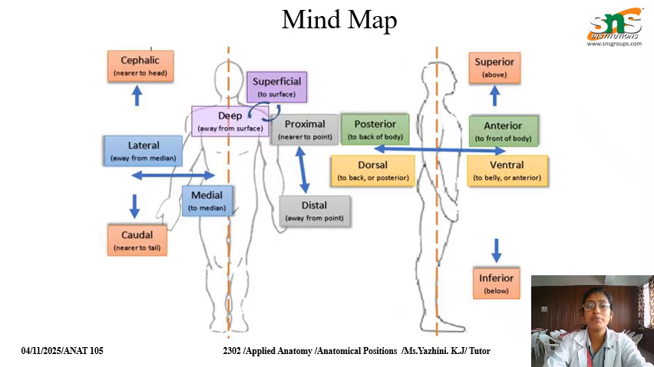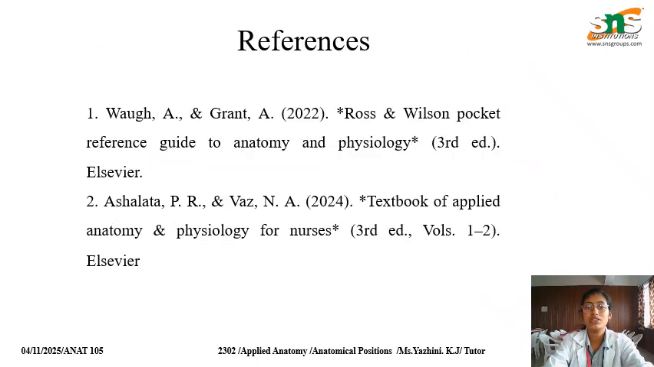Here is a mind map summarizing everything. The center node is the anatomical position, branching into the directional terms like superior, inferior, anterior, posterior, and planes. All this, just look into that, and any doubts you can ask in the comments. And this is a reference book.